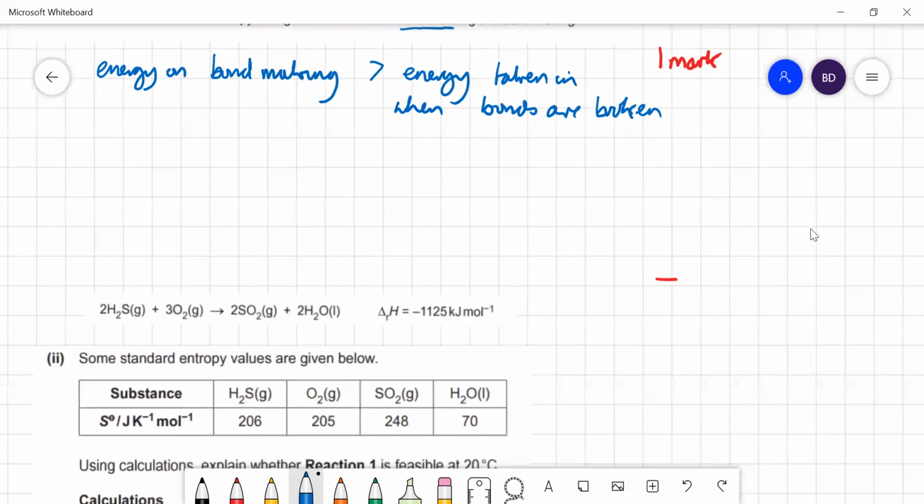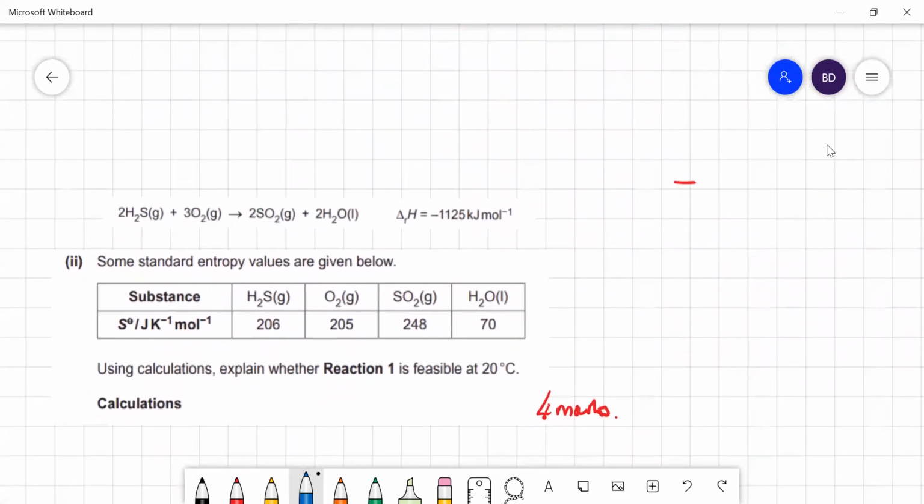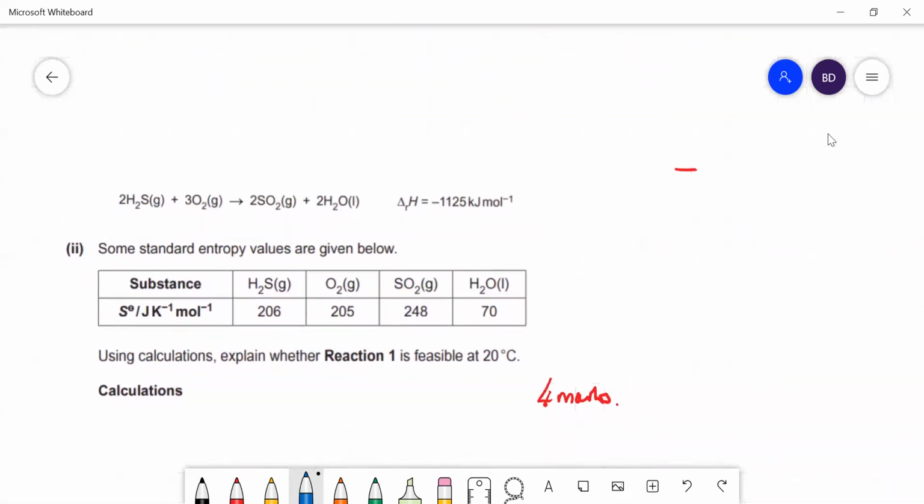Okay. So now, using calculations, explain whether reaction 1, which is this one up here, I've copied it in again, is feasible at 20 degrees C. Right, now they're giving us entropy values here. They give us an enthalpy value there. To determine if a reaction is feasible, of course, we need to use the Gibbs free energy. And if the Gibbs free energy is negative, then the reaction is feasible. And delta G, the Gibbs free energy, is equal to delta H minus the absolute temperature T delta S.